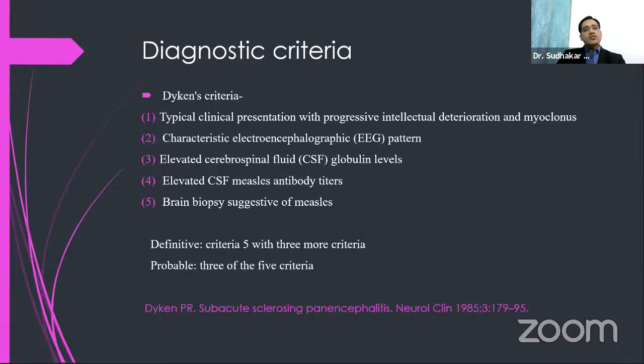So what are they? The first one is clinical: typical clinical presentation, subacute onset of intellectual deterioration with characteristic myoclonus. The second one is the characteristic electroencephalographic finding of that myoclonus. The third one is elevated cerebrospinal fluid globulin levels, which is usually less than 20, but in this case it is usually more than 20% of the total protein of CSF. The fourth one is elevated CSF measles antibody titer, of IgG type. And the fifth one is brain biopsy, which is suggestive of measles.